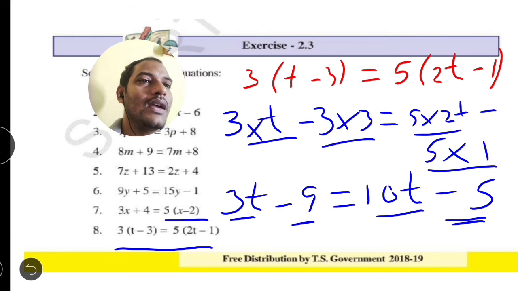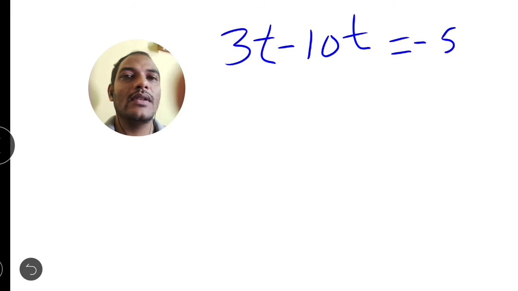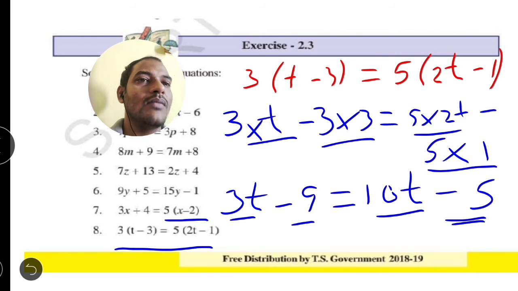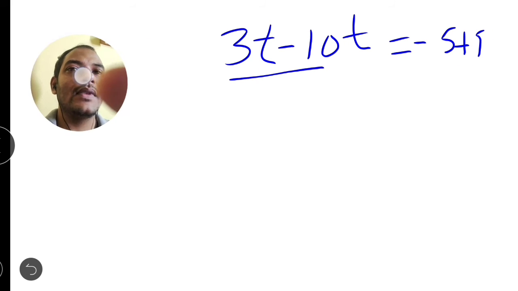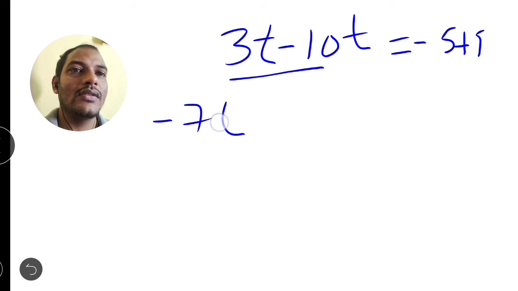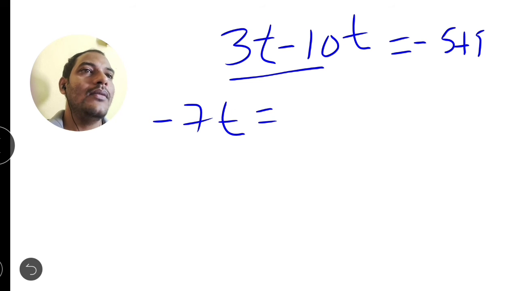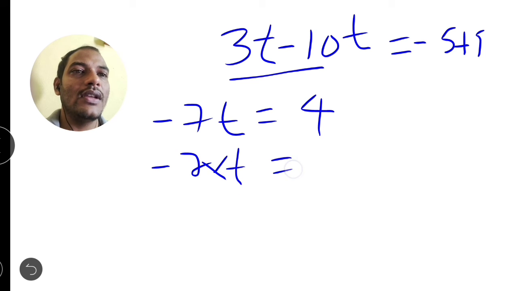First you have to write the RHS side constant number. RHS side constant number is minus 5. Then left side what is a constant number? Minus 9. So plus 9. So now 3t minus 10t. 3t minus 10t value how much? 7 or minus 7? Yes, minus 7. So it is equals to minus 5 plus 9. So minus 5 plus 9 is 4. Okay. So now minus 7 into t, it is actually 4.